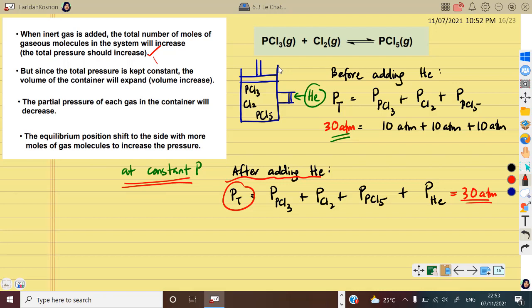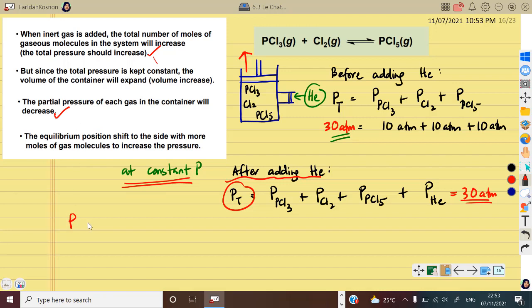The volume of the container must be increased. Jadi sekarang ni nak pastikan total pressure tu constant, remain the same dengan 30 atm. Maksudnya piston ni perlu ditarik lah. Jadi bila tarik, maksudnya volume bekas akan increase. Okay. Tapi bila you dah increase the volume of the container, ini akan menyebabkan apa? The partial pressure of each gas in the container decrease pula.